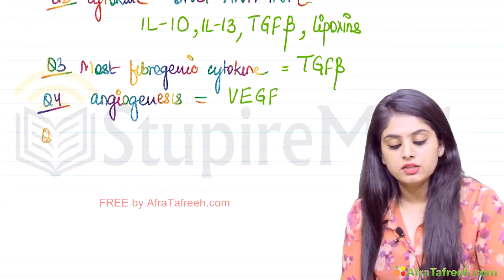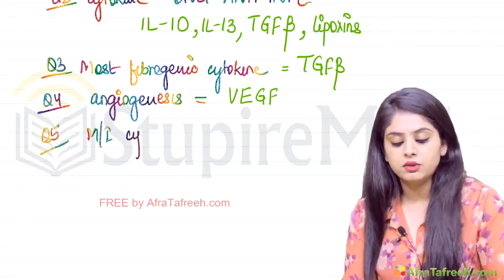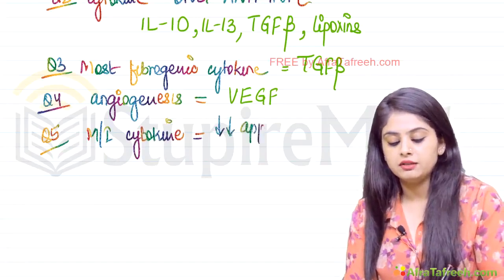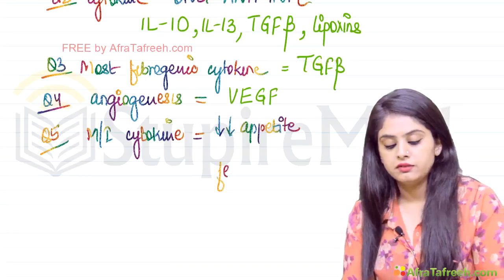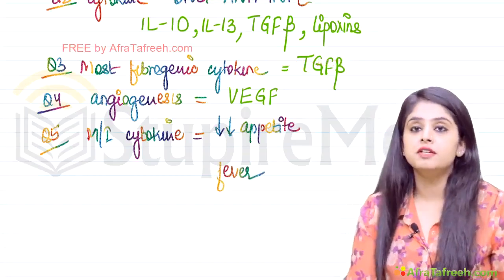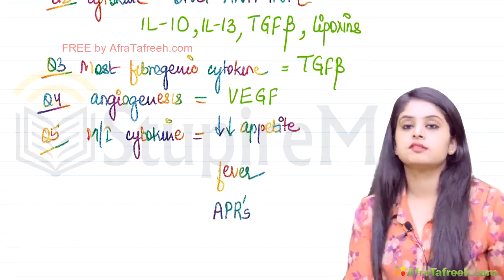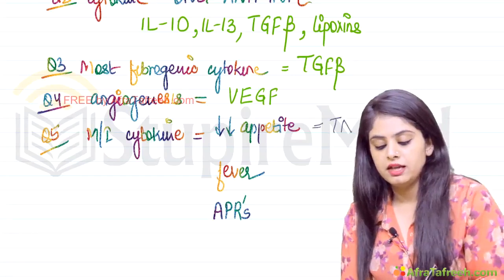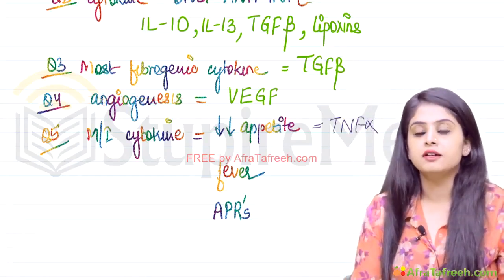The next question that we need to know is, which is the most important cytokine that is going to be responsible for a decrease in appetite, for the development of fever, and for the synthesis of acute phase reactants? So remember, for appetite it was TNF alpha.